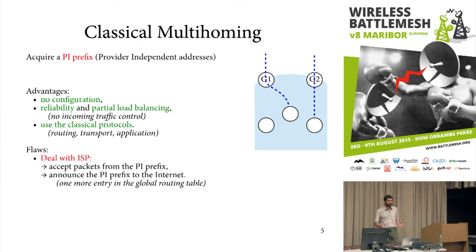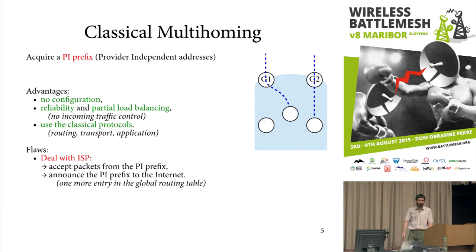So classically, multihoming is achieved by acquiring a provider-independent prefix. The advantage of this configuration, of this topology, is that you don't need any configuration. Your hosts just have normal addresses in that provider-independent prefix, and then you just use your classical protocols at each layer, and you have multihoming, you have everything. The only problem is that you must deal with ISPs, for the ISP to accept your provider-independent prefix, and then your ISP must also announce the provider-independent prefix to the global internet.